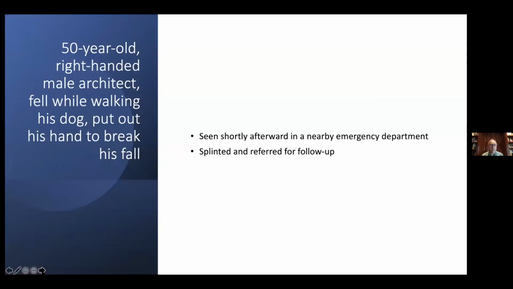So first case. I'd like to talk to you about a 50-year-old right-handed male architect who fell while walking his dog and put out his hand to break his fall. So he was seen shortly afterward in a nearby emergency department and was splinted and referred for follow-up.